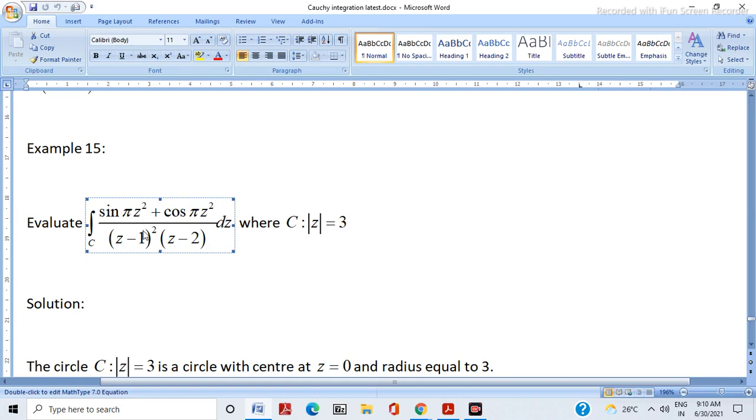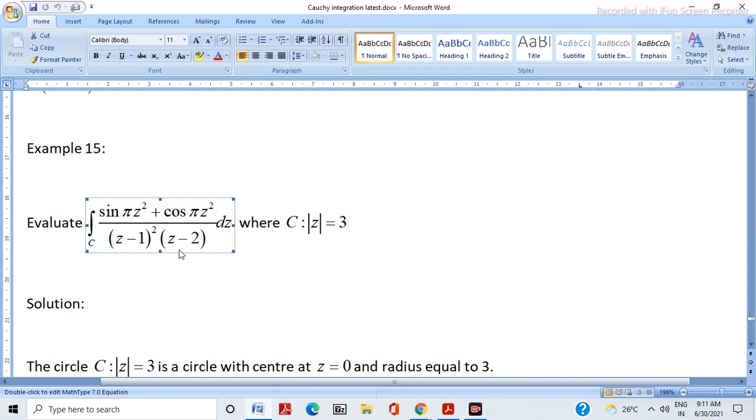Now here the function is not analytic at the points z equal to 1 and z equal to 2. Understood? Here in the denominator, z minus 1 all square equal to 0 means the point is z equal to 1. Then the next one, z minus 2 equal to 0, means z equal to 2.